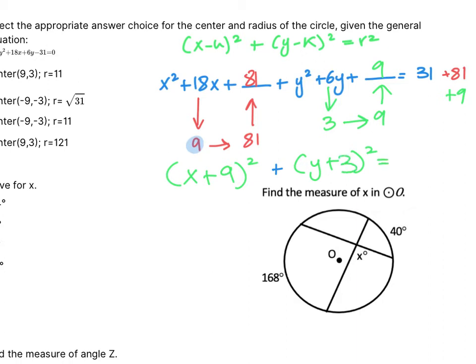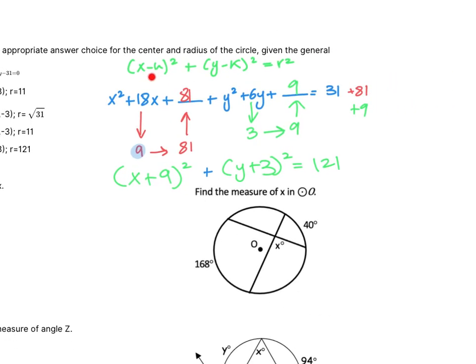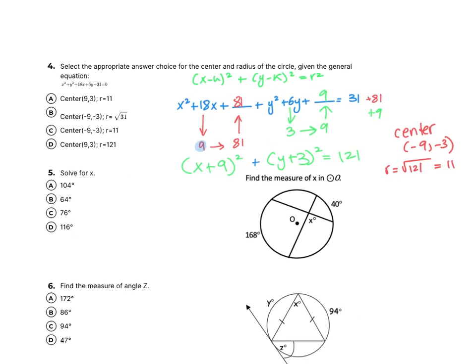And if you add 31 plus 81 plus 9, you will get 144, I think. So let me double check. You get 121. So then if you want to find the radius and the center, keep in mind that that's going to be x minus h, so you take the opposite of those two. So the center is going to be -9, -3, and the radius is going to be the square root of 121, which is 11. So then the correct answer for this part is going to be C.